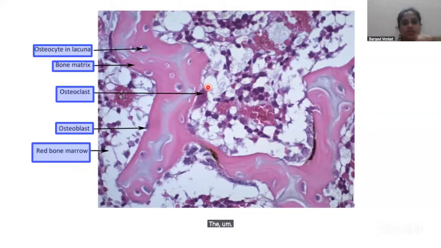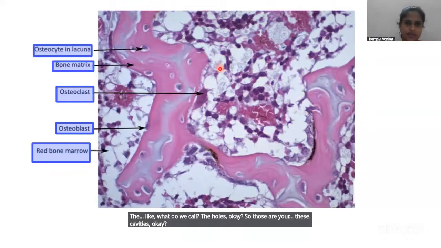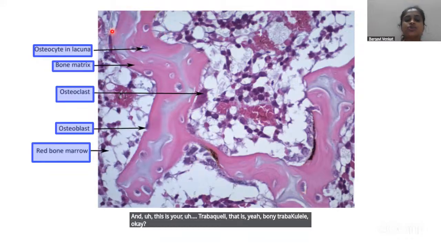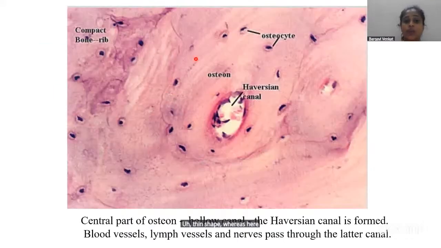Like, what do we call the holes? Okay, so those are your cavities. And this is your trabeculae. That is your bony trabeculae. Your bony trabeculae is usually irregular and thin in shape, whereas here you can see it is very dense.